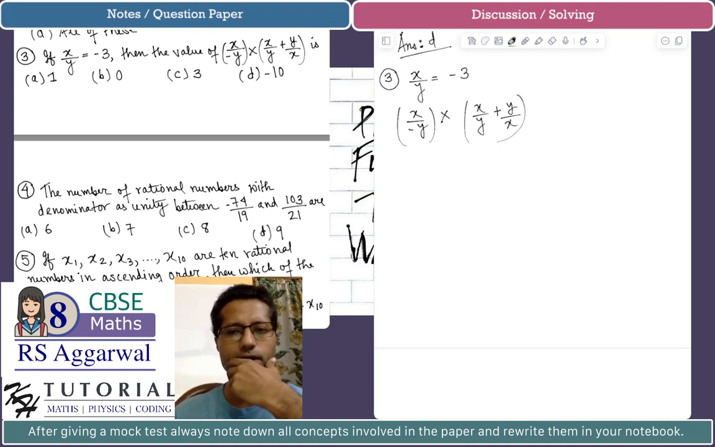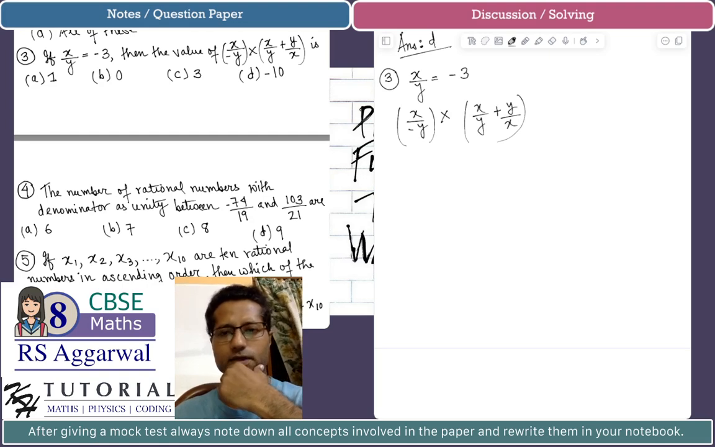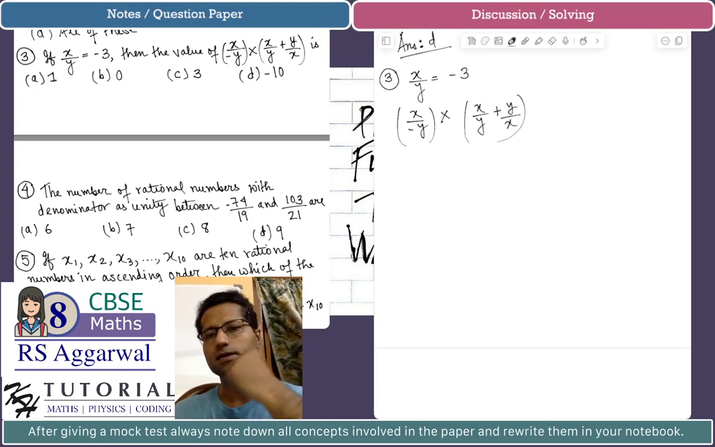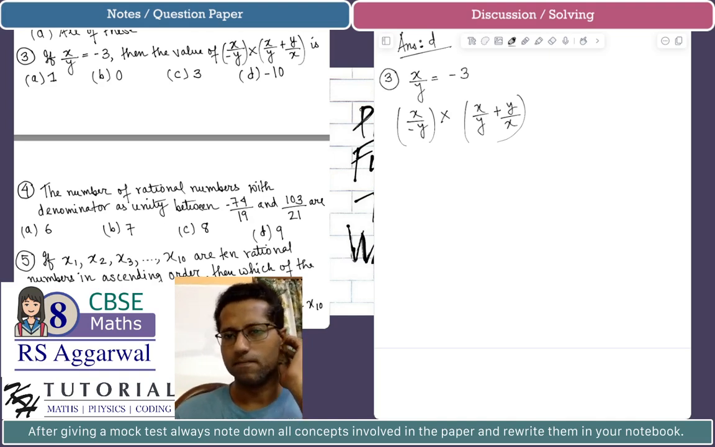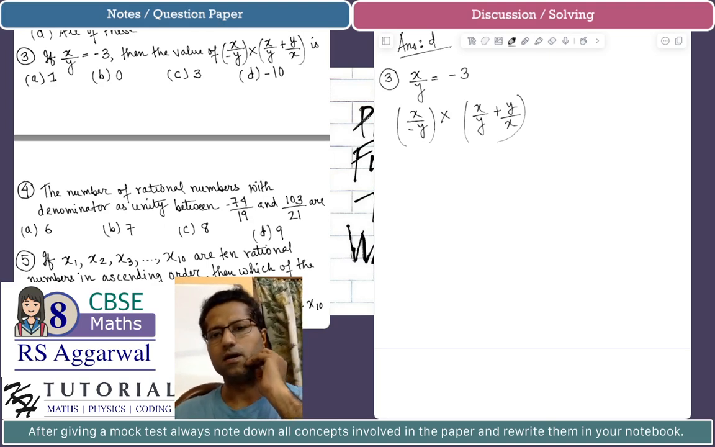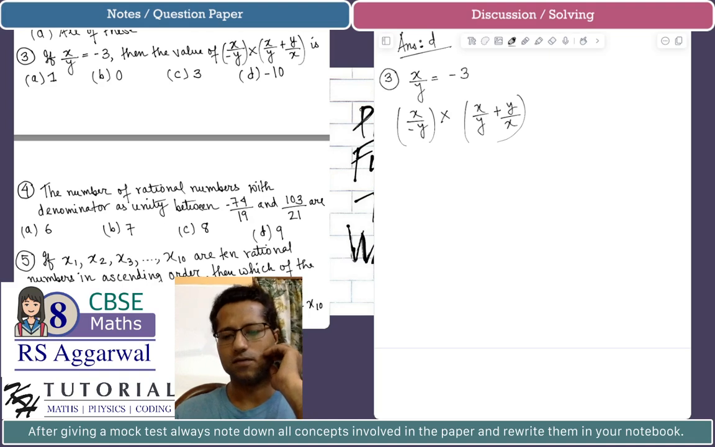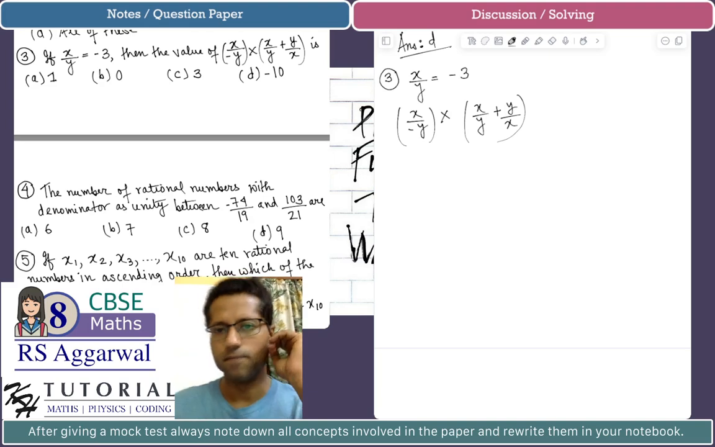Now, the immediate question that comes to my mind is that it is given x by y, and I can also see the given expression is also in terms of x by y. The first term is x by minus y, but I can always make the minus y as y and make the x as minus x. That is, it will be minus x by y.